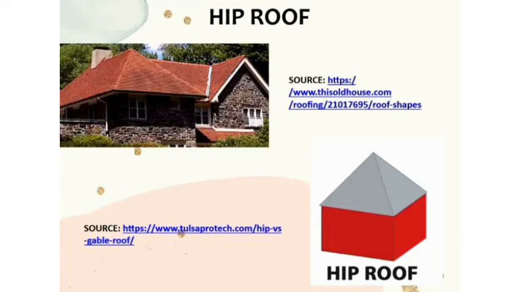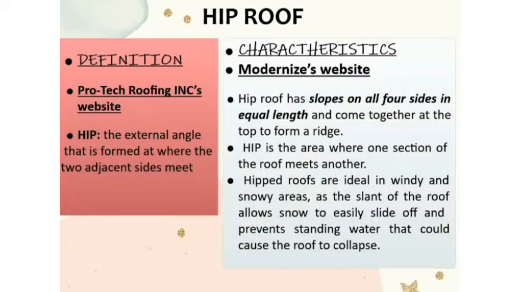Next, I will talk about the hip roof. These are some of the pictures of hip roofs. Based on the website of Protect Roofing, a hip refers to the external angle that is formed where two adjacent sides meet. And based on a modernized website, the characteristic of a hip roof is that it has slopes on all four sides of equal length that come together at the top to form a ridge.